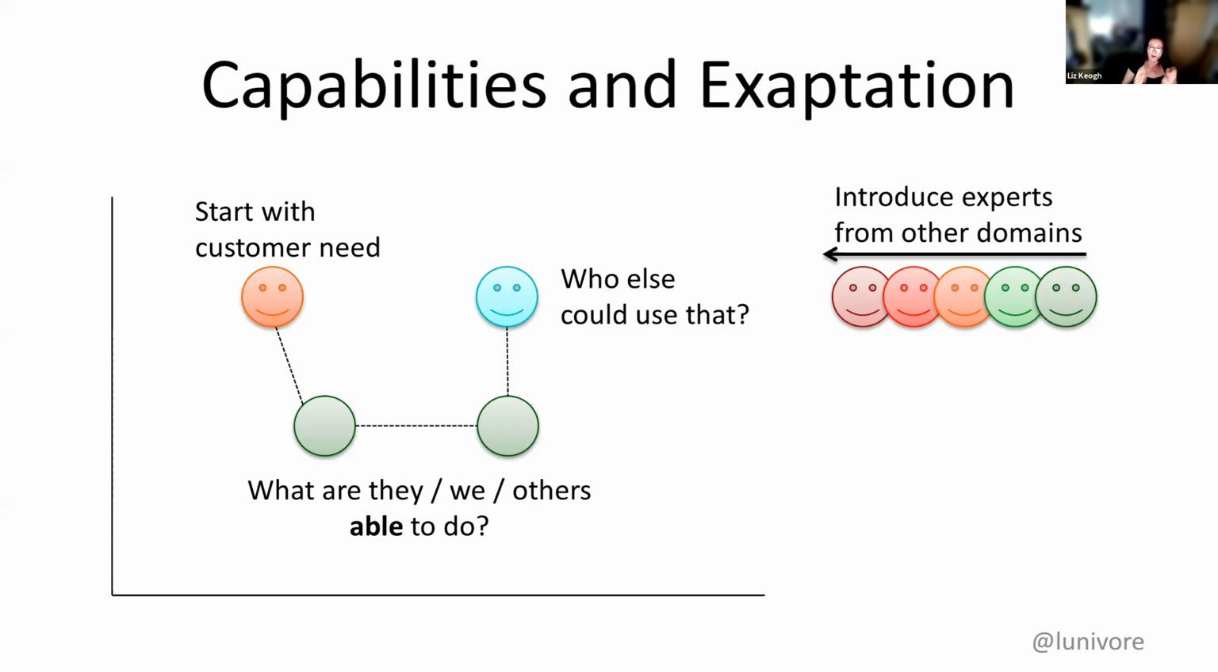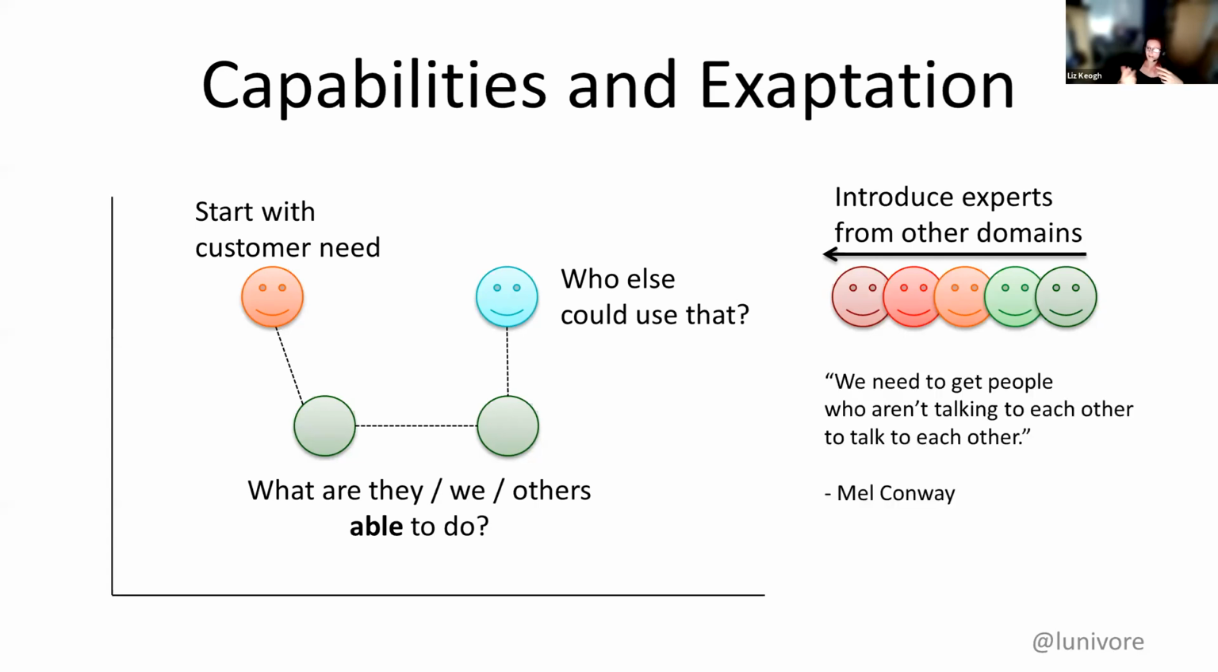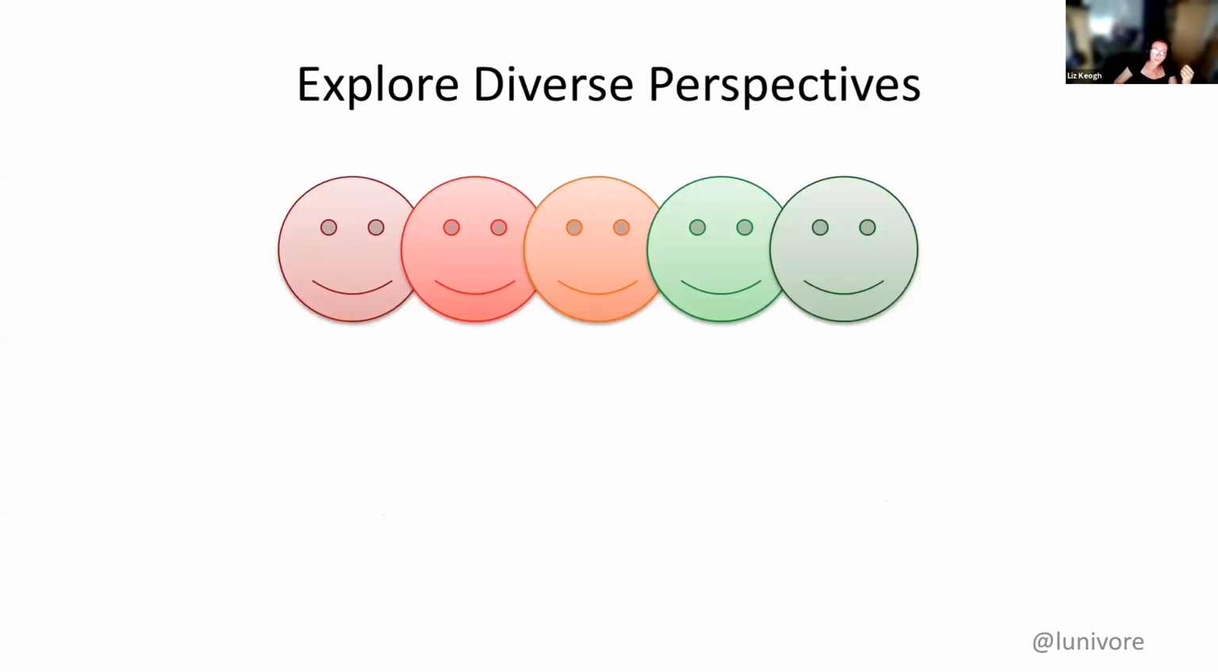Okay, so Mel Conway said a lovely thing earlier. We need to get people who aren't talking to each other to talk to each other. And I thought that was just so really good. So we need to do this with ourselves as well. We need to introduce experts in different belief systems, diverse perspectives. If we do this, and it doesn't necessarily have to be people we like, but we can get plausible ideas about where we might be going wrong.